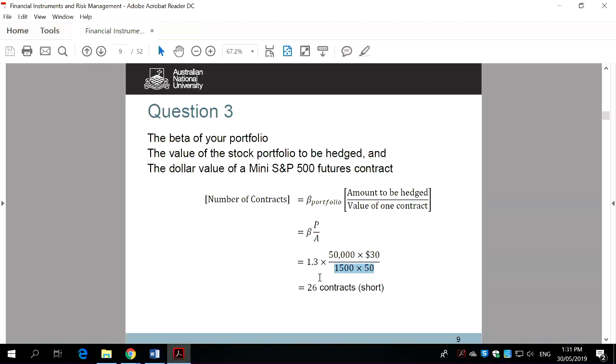Come on, this is week 12. What kind of position allows you to make money in a declining market? Short, right? So remember the slope of the short futures or forward contract, you make money when the market is declining. So we're going to short 26 futures contracts to fully hedge our position.